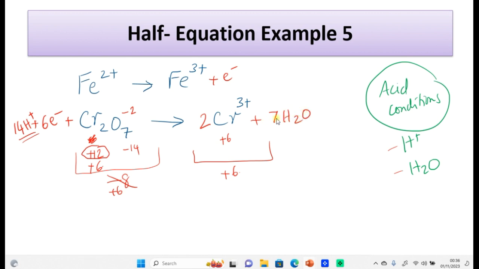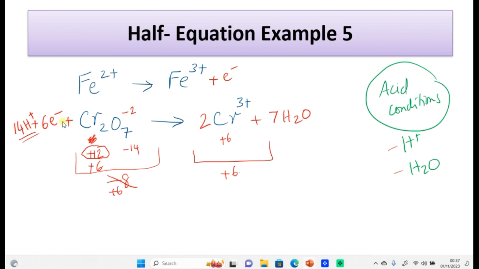So hydrogen is straight away balanced. 14 hydrogen, done. Now check the oxygen. Do you have 7 oxygen on the right hand side? Yes, we do. See, when you balance the charges out, think in terms of charges, you actually balance out the hydrogen and oxygen, right? So now all we have to do is tidy this up.